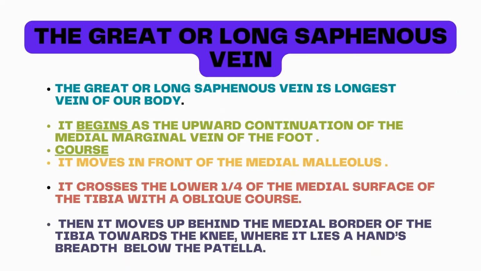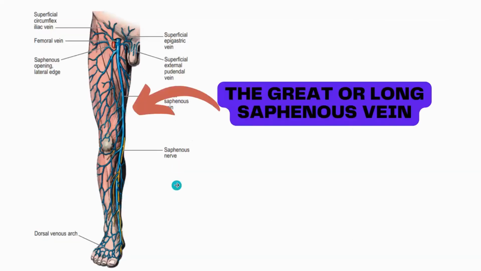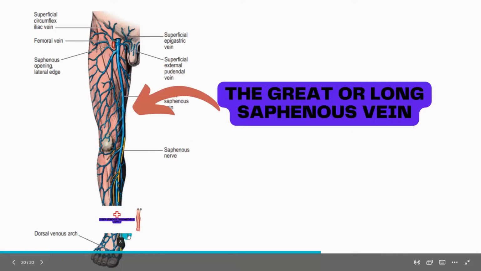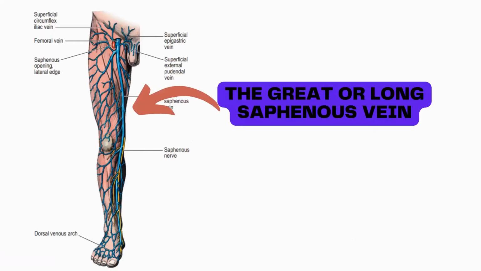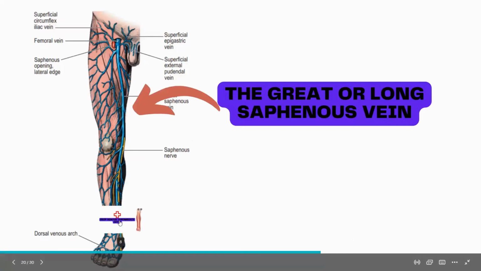Saphenous vein or long saphenous vein. Its name is long saphenous vein because it is the longest vein of our body, and it begins as the upward continuation of the medial marginal vein of the foot. This is the medial marginal vein of the foot, and this is the dorsal venous arch. It moves in front of the medial malleolus. So here you can see it is moving in front of the medial malleolus.